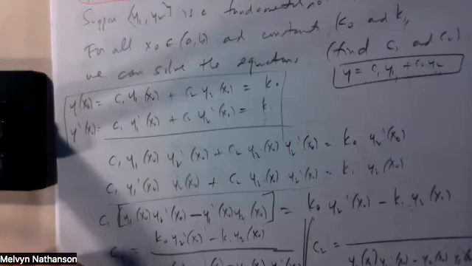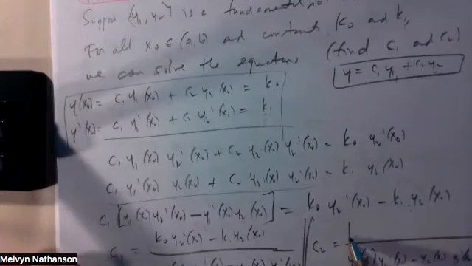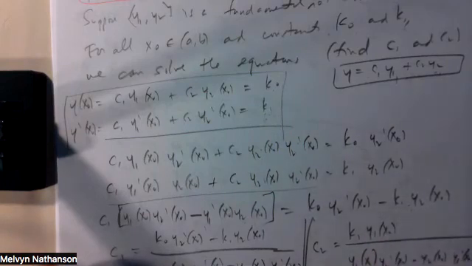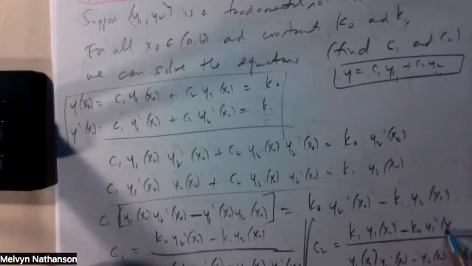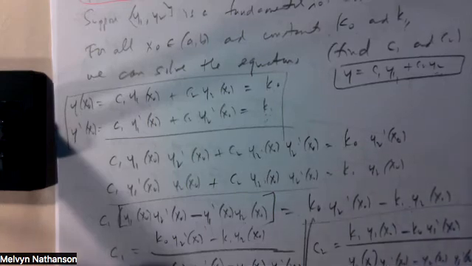y1 of x naught is k1 y1 of x naught minus k naught y1 prime of x naught. And again, this denominator has to be non-zero for C2 to be defined for all possible choices of k naught and k1.